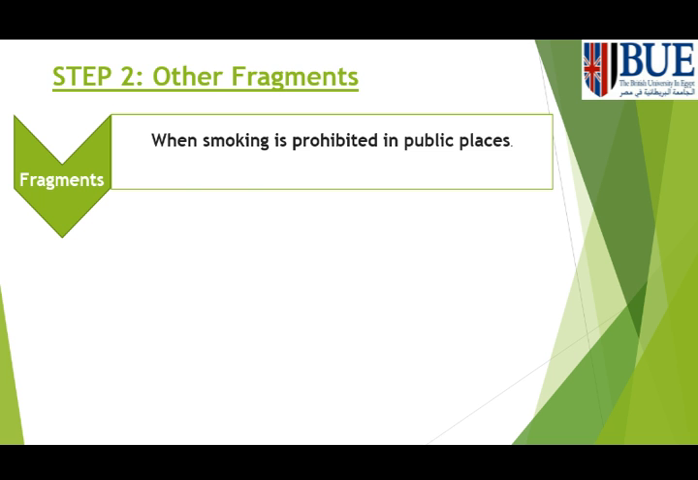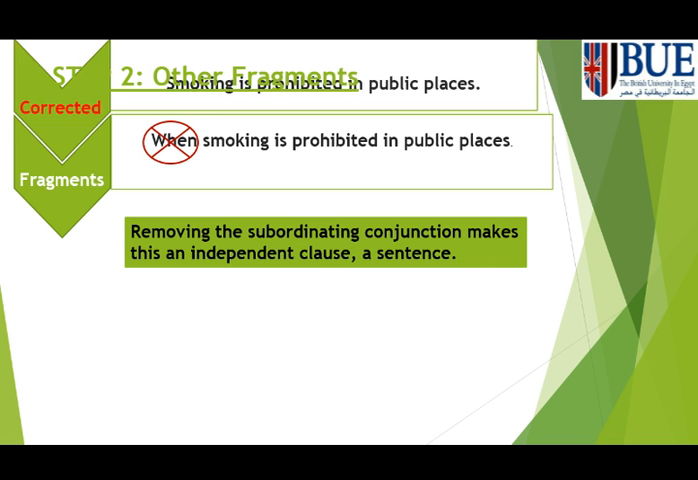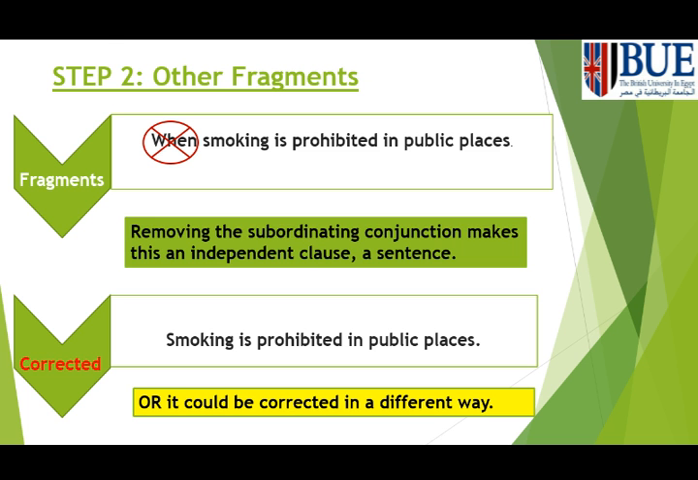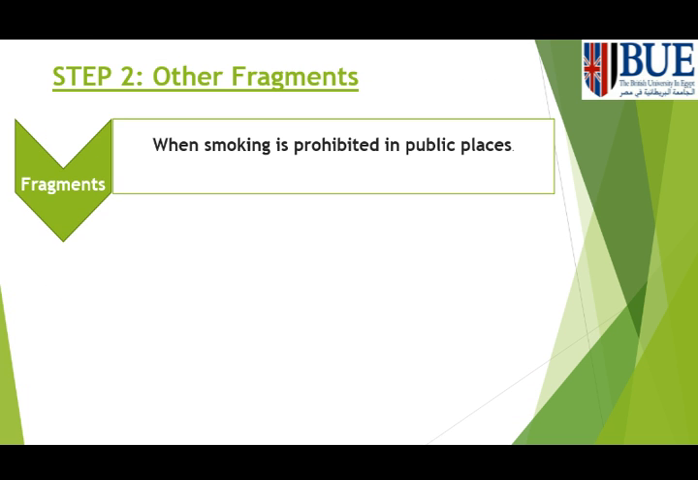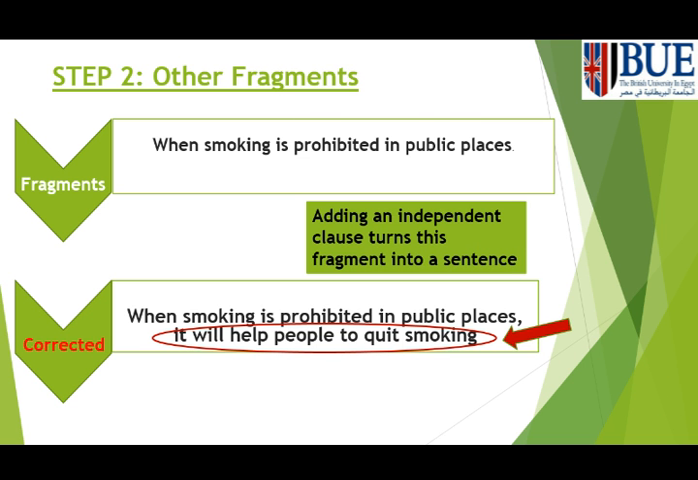We can correct it by removing the subordinating conjunction when. Therefore, it will turn into a complete sentence. Smoking is prohibited in public places. We could also correct it in a different way. We could say, when smoking is prohibited in public places, it will help people to quit smoking. Adding an independent clause turns this fragment into a sentence.